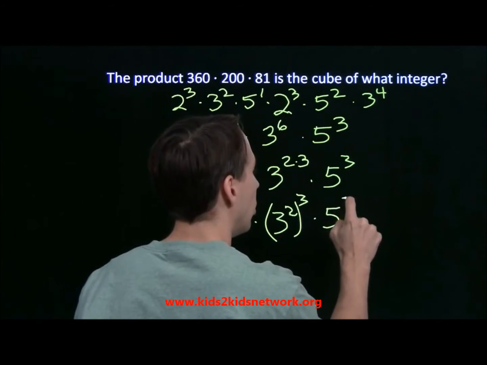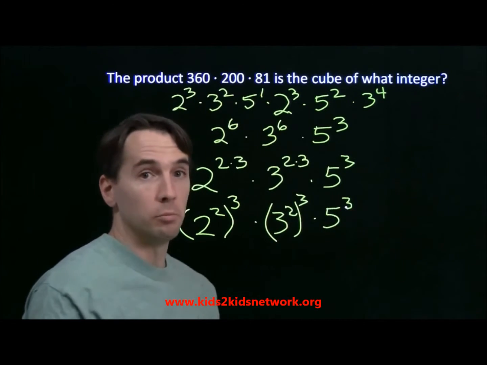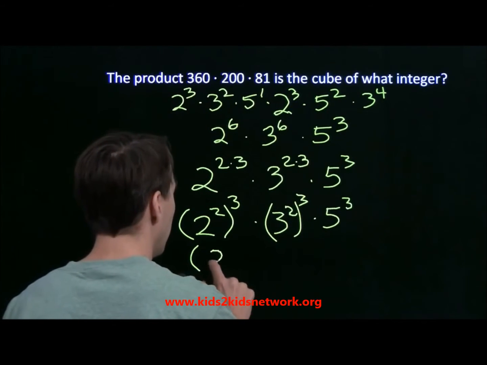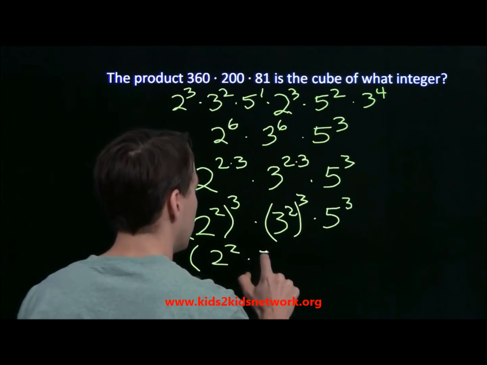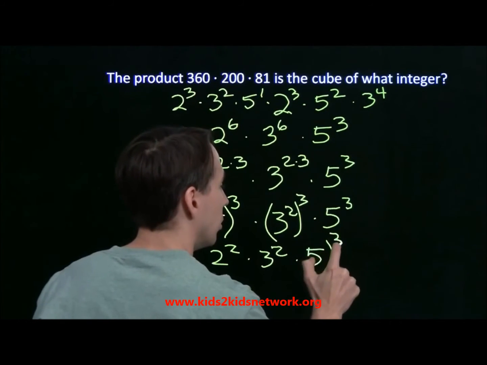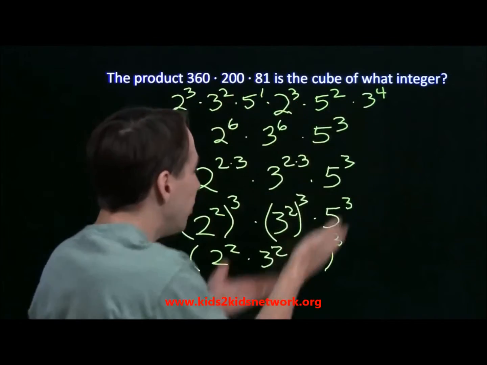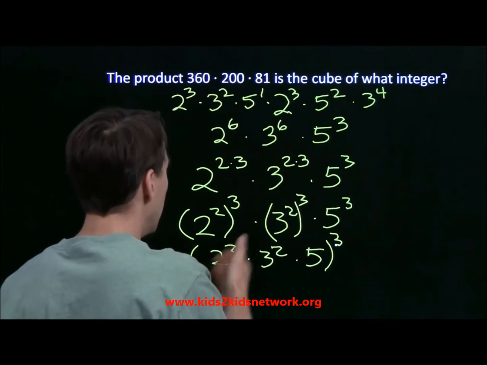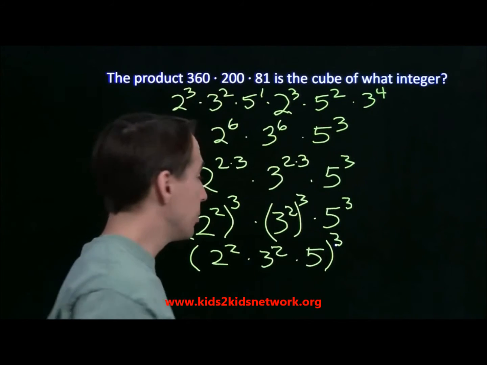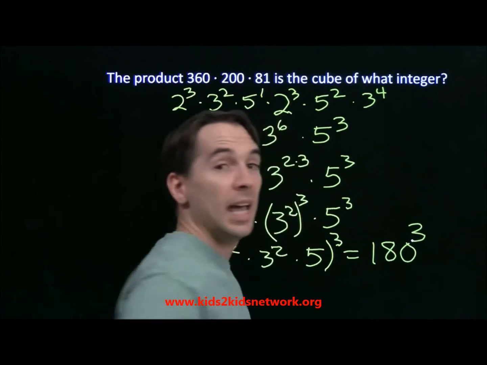And now we have a product of cubes. Same exponent. We know how to multiply powers that have the same exponent. We have another exponent rule for that. If we have a product of cubes, well, that's just the cube of the product of the numbers. We have the cube of an integer. All we have to do is compute this integer. 2 squared is 4. 4 times 5, that's 20. 3 squared is 9. 9 times 20, that's 180. And we are done.